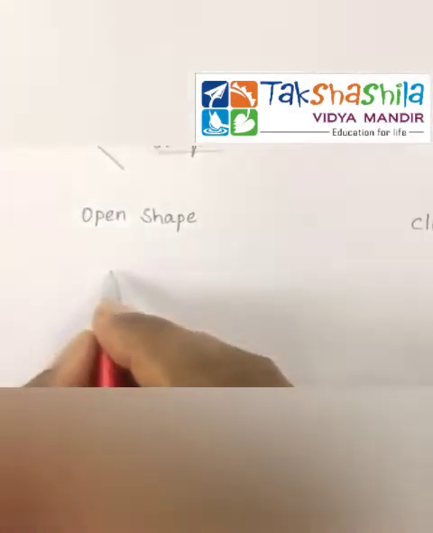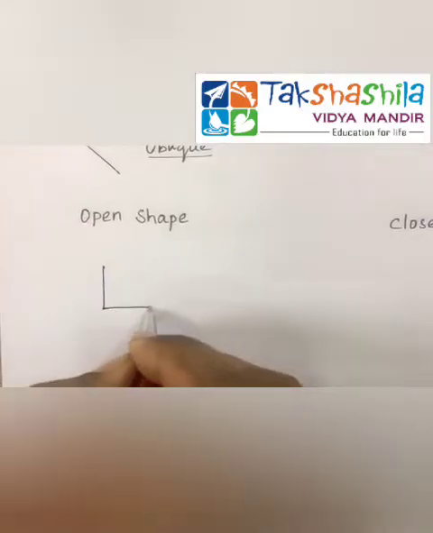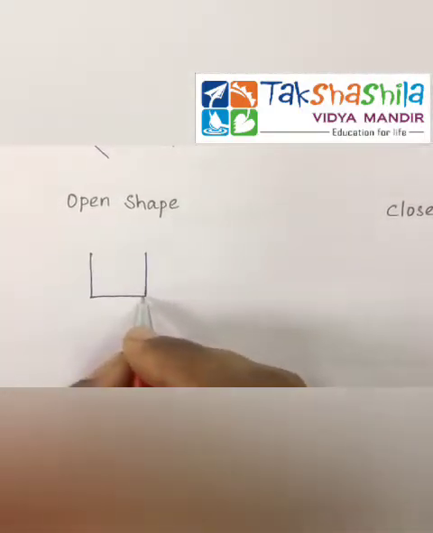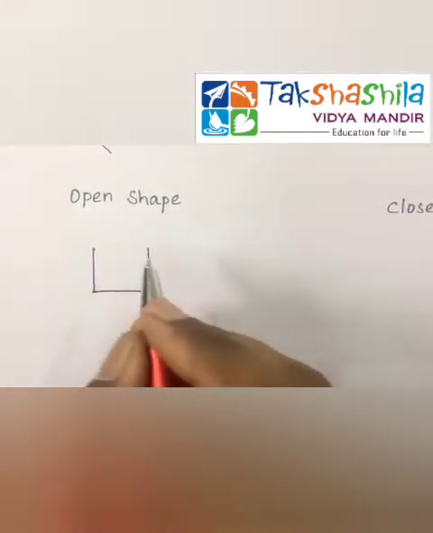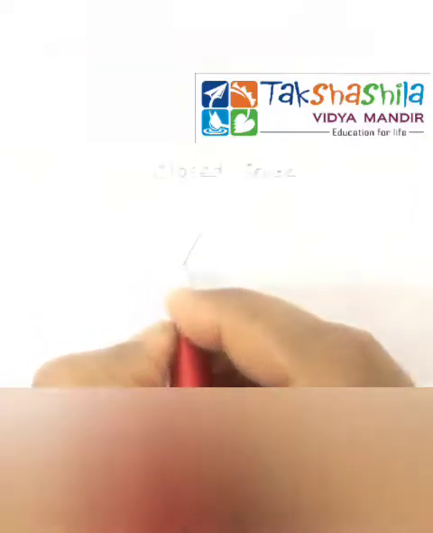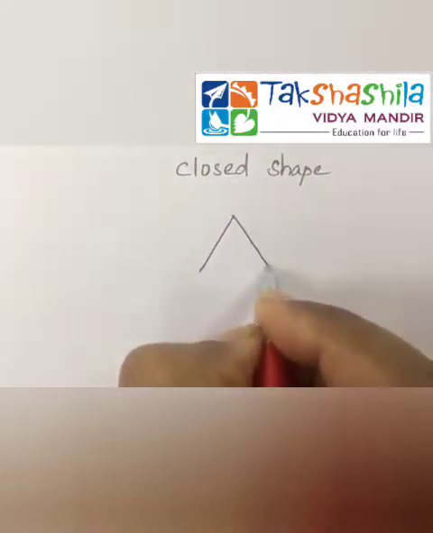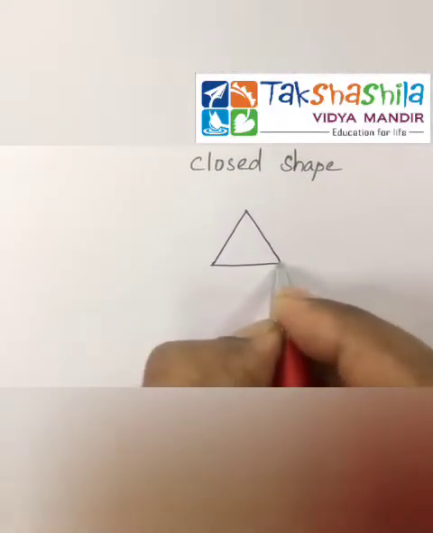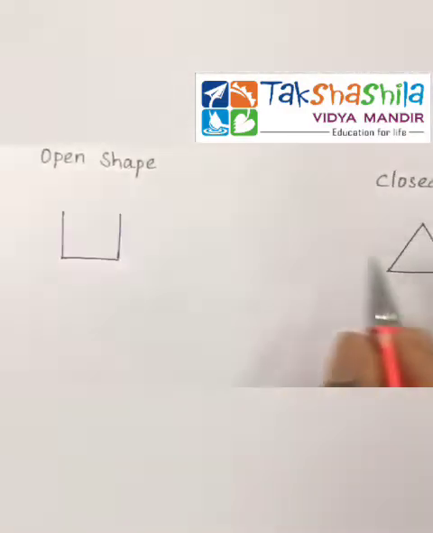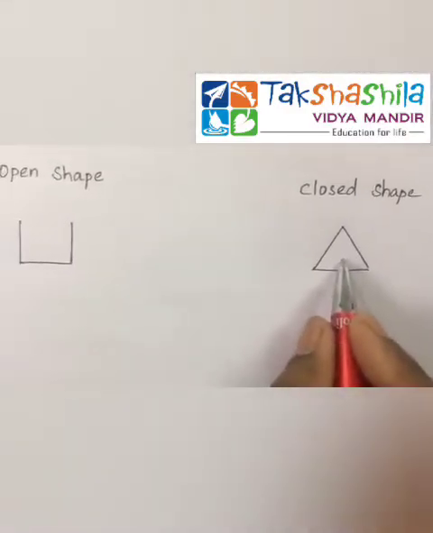Open shape is nothing but, I am drawing an open shape with 3 straight lines. Look at this. I have drawn a shape with 3 straight lines, but this shape is open, it's not closed. Here I draw 3 straight lines and I am forming a closed shape. So this is the difference between open shape and closed shape.